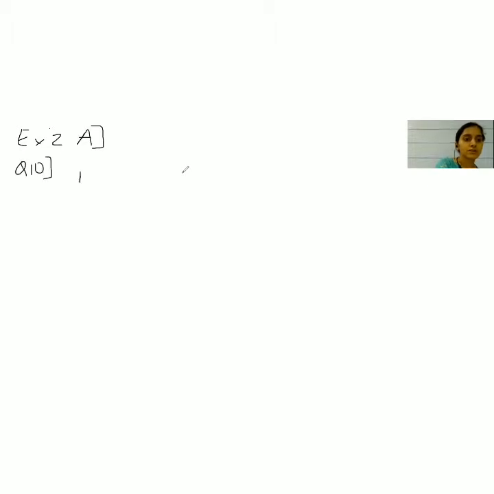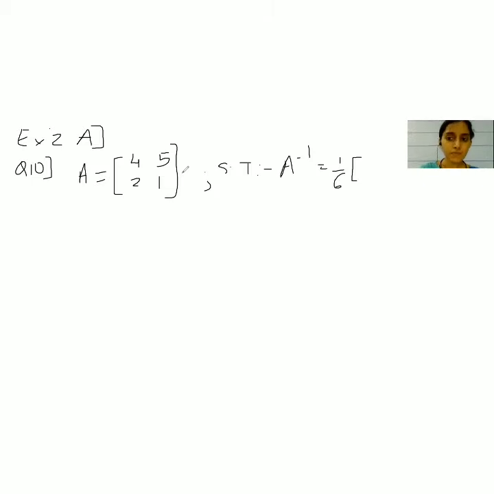They've given us a matrix A is equal to 4, 5, 2, and 1. What we have to prove is, show that A inverse is equal to 1 by 6 multiplied by A minus 5I. So let us begin.